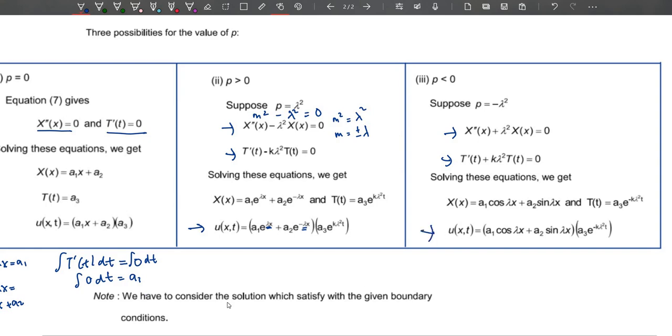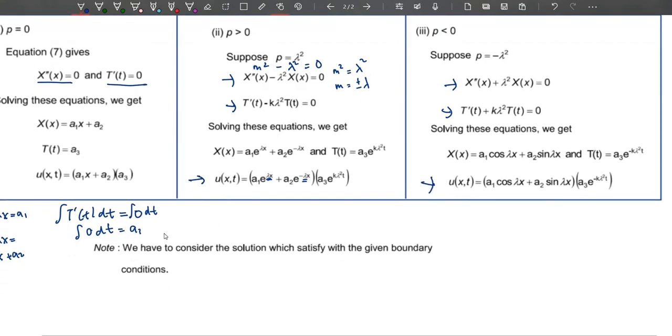Okay, the temperature. So we have to consider the solution which satisfies the given boundary conditions. For the heat equation, we will actually use p less than 0, because when we use p equal to negative lambda squared, it fulfills all the given boundary conditions. Okay, that's all for the introduction of the heat equation.